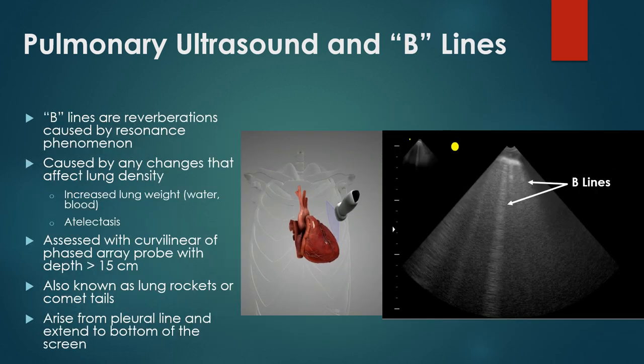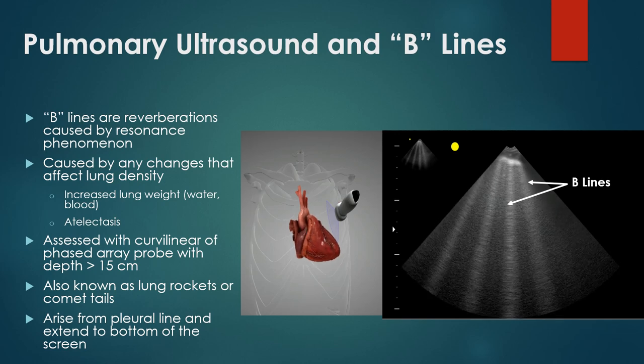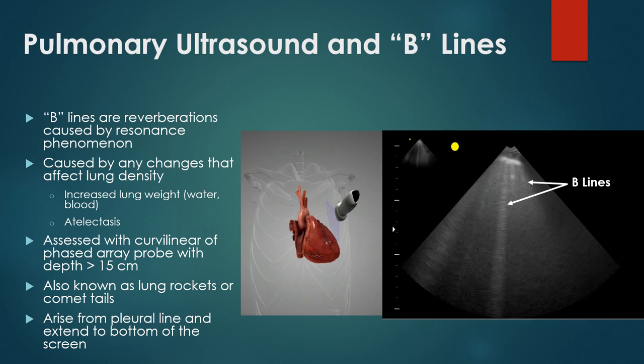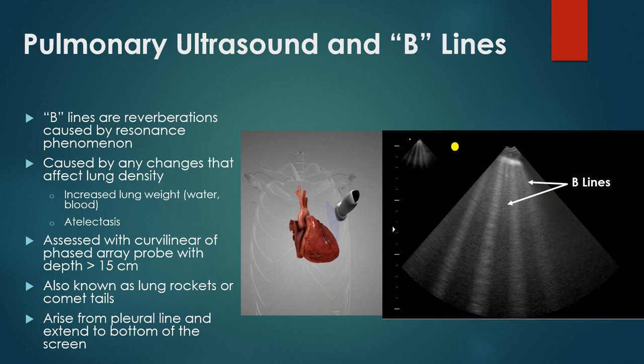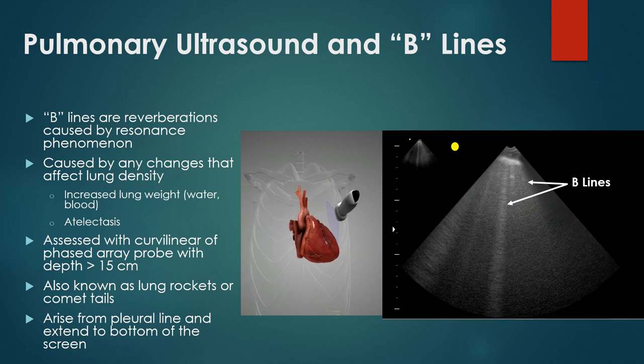B lines are a little bit on the different side. B lines are reverberations caused by resonance phenomena. So in the same scan from the second, third intercostal space, you can see you don't have any A lines. Instead, you've got B lines, which means these sound waves are passing through fluid-filled or some type of gunky alveoli. And this is associated with increased lung weight, atelectasis, and typically a curvilinear or phased array probe with a depth of greater than 15 centimeters is what you're using.